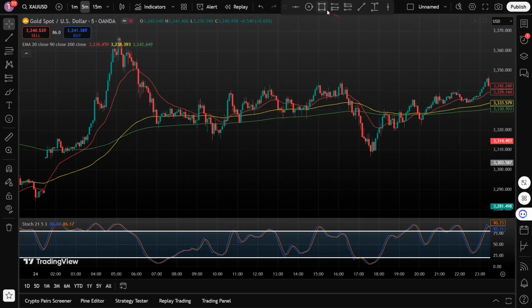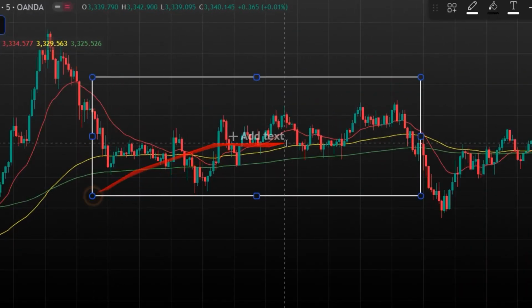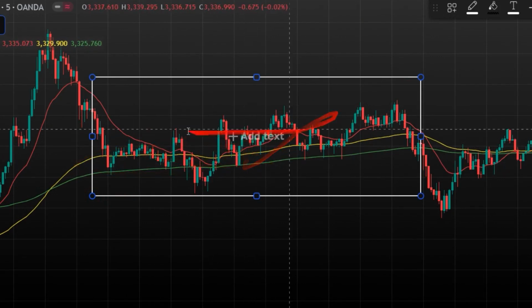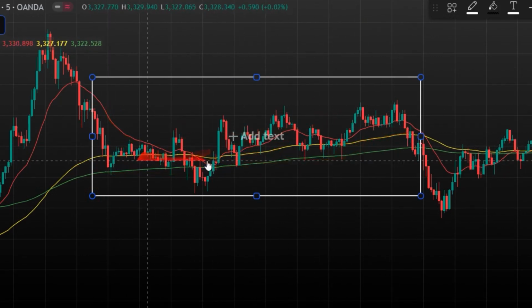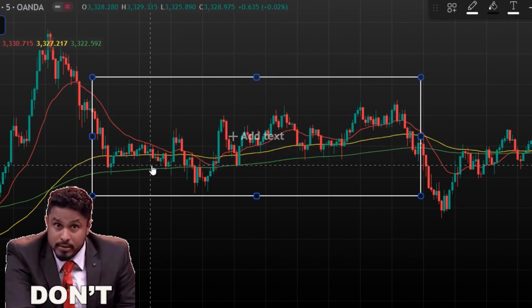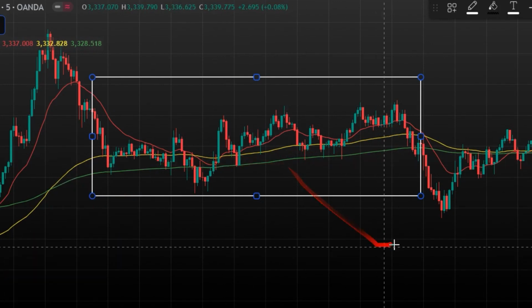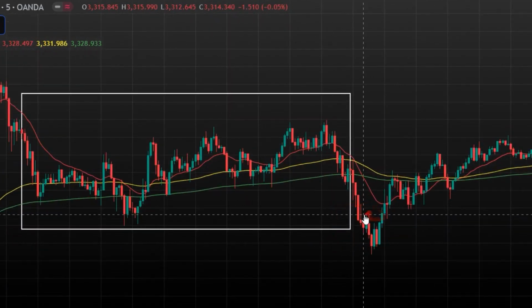Important note: if you see that the EMAs are crossing each other or moving sideways, it means the market has no clear trend. Avoid trading in these conditions to reduce the risk of false signals and losing trades.